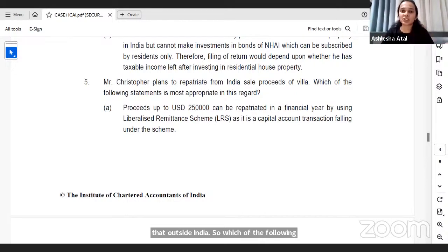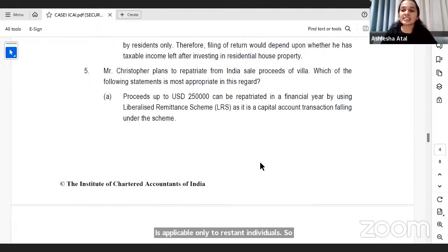Now, when we talk about repatriation, the first thing which should come to your mind is remittance options which are available. There's one scheme called the Liberalized Remittance Scheme, but this scheme is applicable only to resident individuals. Let's have a look at the options and see which is the most appropriate one. Option A says proceeds up to USD 250,000 can be repatriated in a financial year by using Liberalized Remittance Scheme. As soon as you read this, it is not applicable to Mr. Christopher at all, because he is a non-resident and LRS is applicable only to resident individuals. So option A is not the correct one.